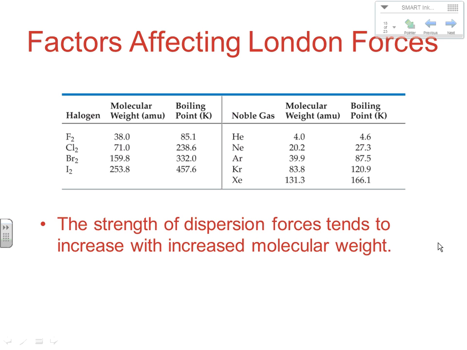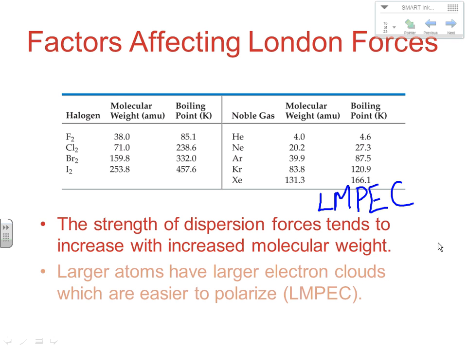Now, the strength of dispersion forces also tends to increase with molecular weight. Now, you got to be careful. You cannot use this as a discussion on the AP test. So you can't say it has a higher boiling point because it has a higher molecular weight. What you need to understand is a higher molecular weight is LIMPEC, a larger, more polarizable electron cloud. And that's what you have to use for this. So be very, very careful.